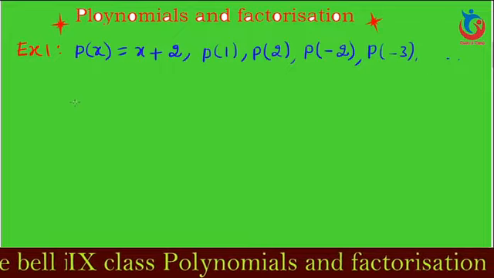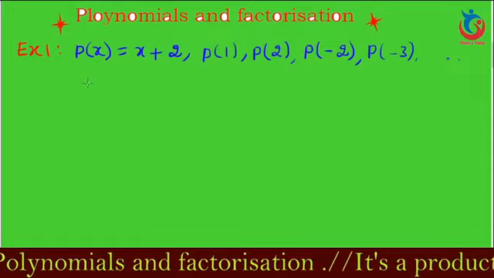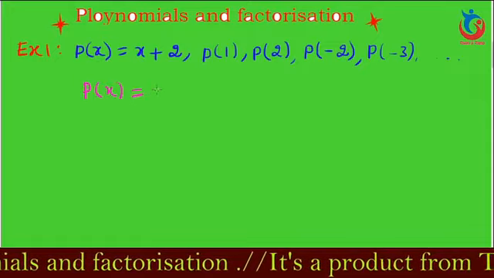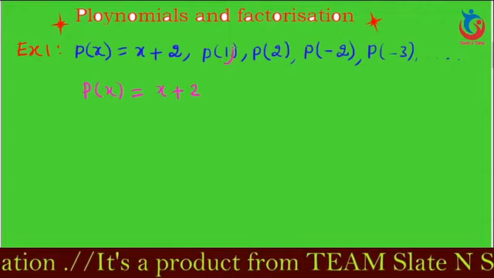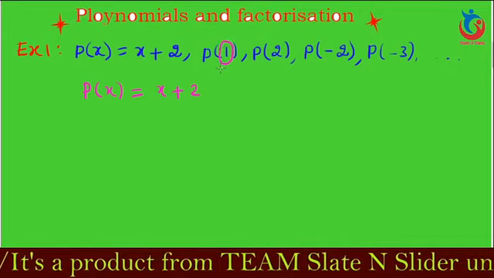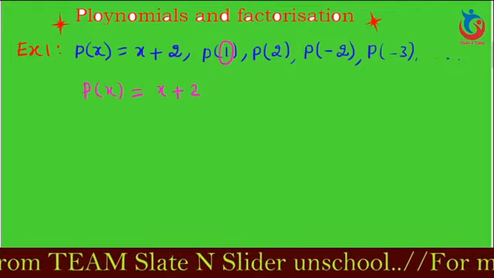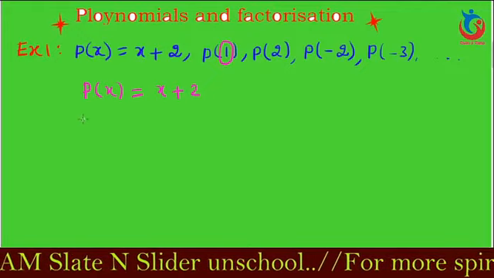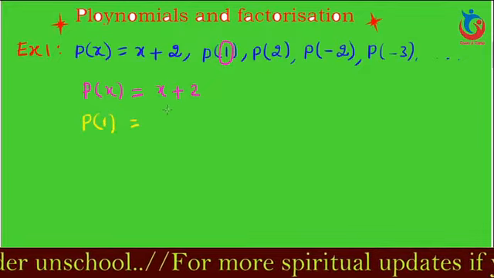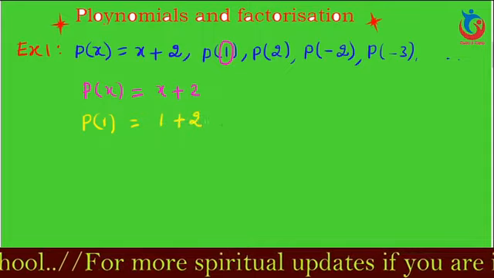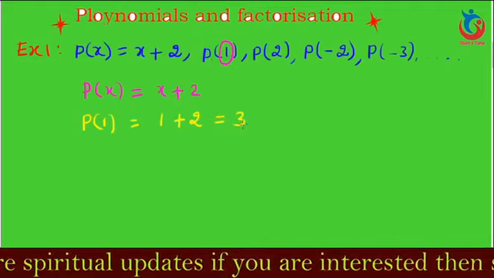So for this what will we do? What does it mean, P of x is equal to x plus 2? It means in the place of x we have to substitute to find the value of P of 1. In the place of x write 1. So P of 1 is equal to 1 plus 2, that is equal to 3. So by substituting 1 in the place of x we got the value 3.